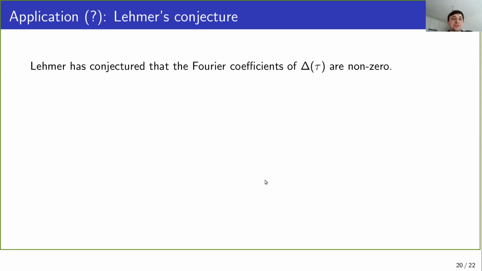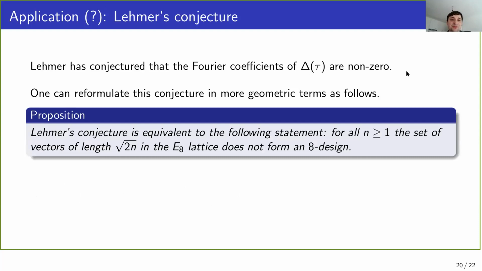Okay, so the next thing is not quite an application, but it's kind of a reformulation of a famous conjecture about modular forms, well, about the delta function. Lehmer has conjectured that the Fourier coefficients of delta are always non-zero. And there is a way to reformulate this conjecture in geometric terms, which may or may not be useful to get any insight into whether it's true or not.